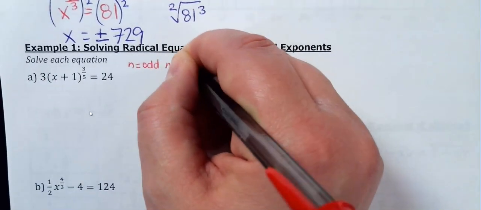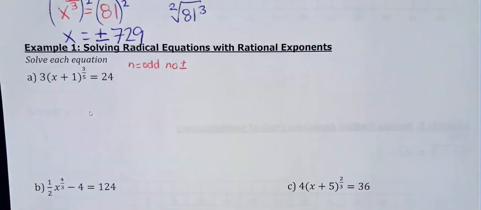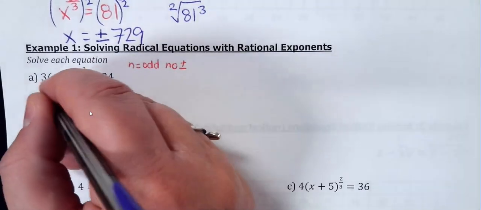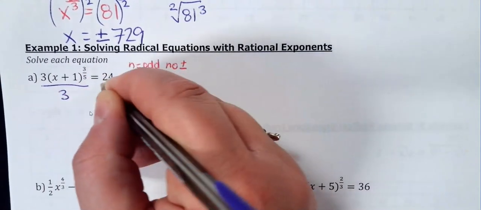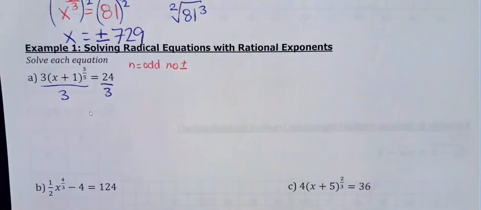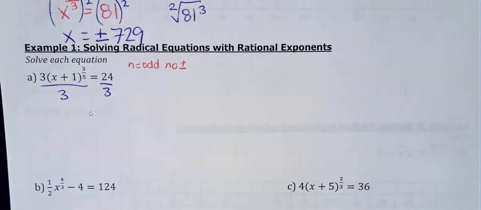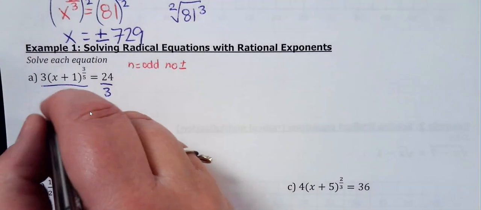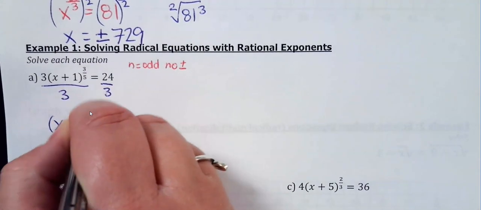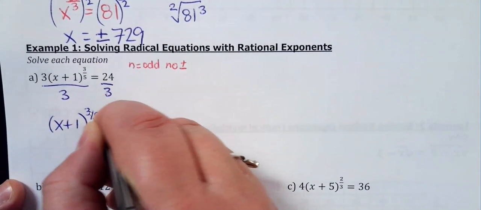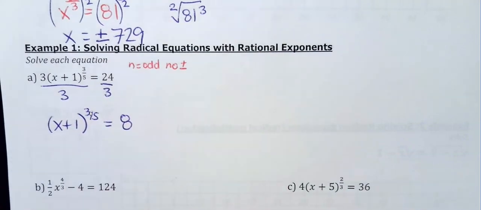No worries about a plus and minus. We're just going to have one answer to this question. What you do want to do first, though, is get that set of parentheses by itself. Do not distribute anything into parentheses that have an exponent on them ever. Whether that's a fraction or a plain number, don't distribute anything. Get it away, you want to divide. So that would give you x plus 1 to the 3/5 power, and then equals 8.